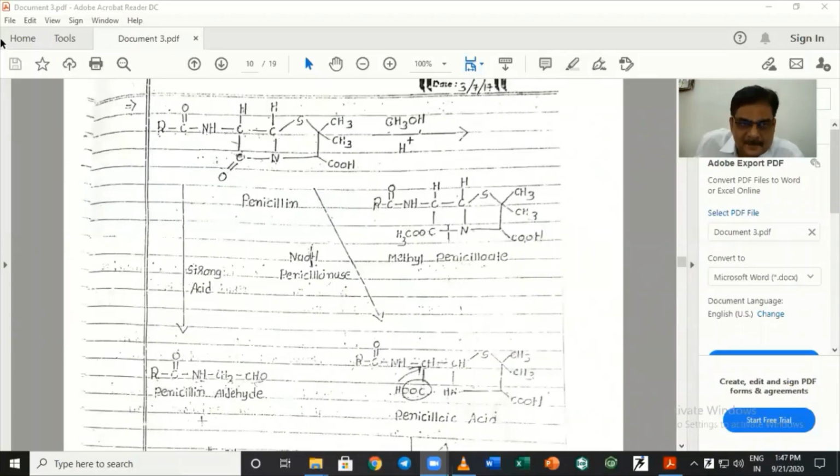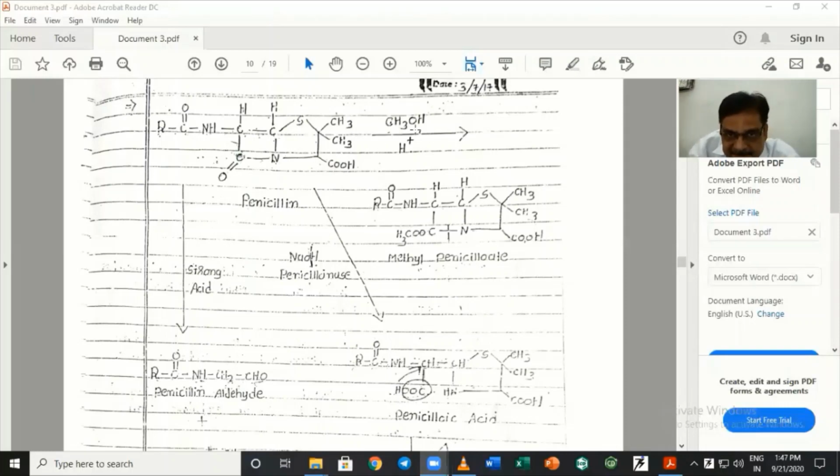Okay, so this is the sketch of chemical degradation. This is the structure of penicillin with an acyl amino side chain and a beta lactam ring structure with ketone and amine. This is a tertiary amine with a thiazolidine ring structure with a sulfur atom. At carbon number 2 there is a dimethyl group, and at number 3 there is a free carboxylic acid group. So this is the main characteristic of penicillin. It is also effective on gram positive and gram negative bacteria.